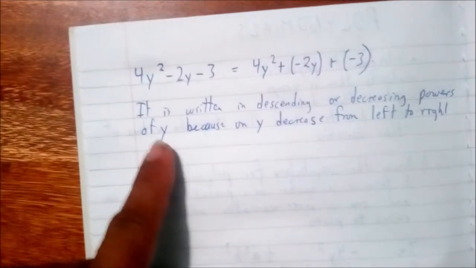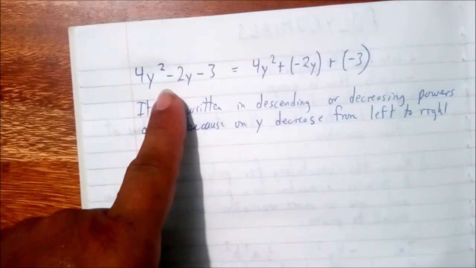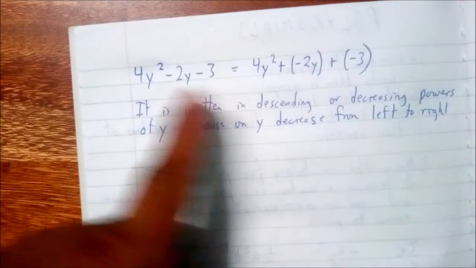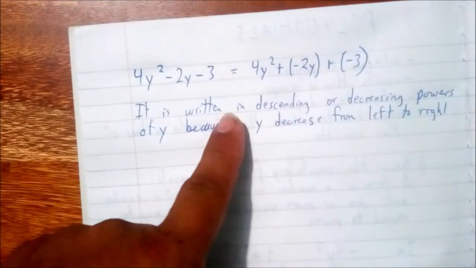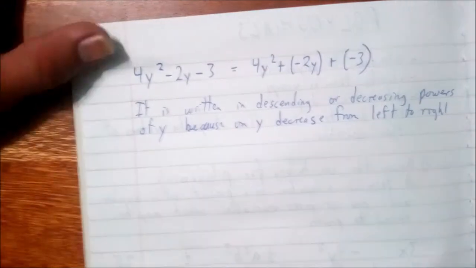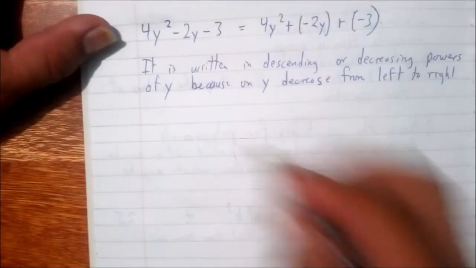So let's go back again. This is a polynomial which is written in decreasing or descending powers. This is a polynomial with 3 terms that can be written as the sum of 3 terms. Okay, that's basically it. Let's look at the next polynomial.